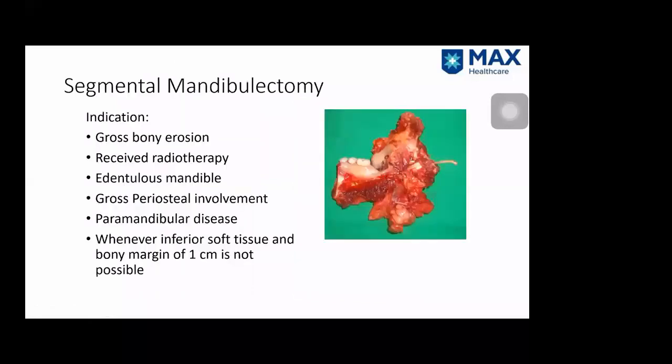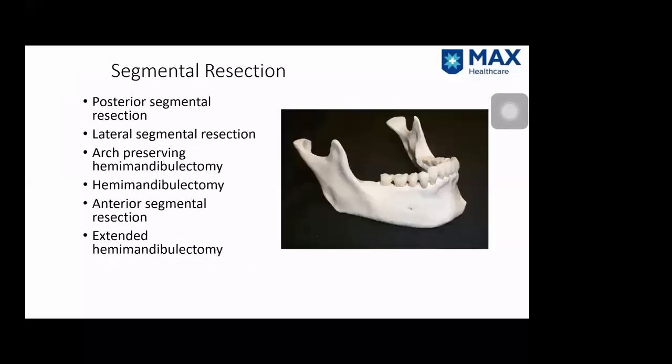Coming on to segmental mandibulectomies, these are done when there's gross bone erosion, gross periosteal involvement or paramandibular disease. Relative indications would be prior radiotherapy or edentulous mandible. Segmental resections can be of various types. Posterior segmental means you are taking part of the horizontal part of the mandible, as well as the ascending rami as well as the condyle.